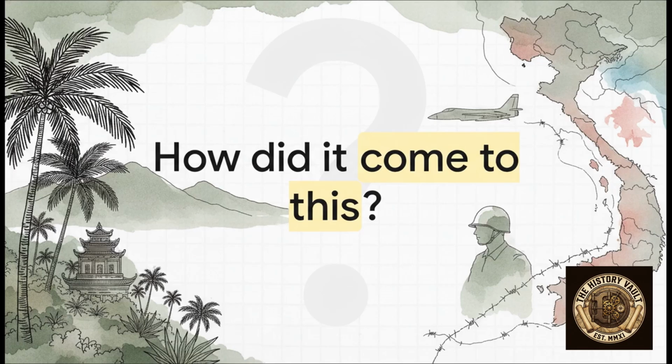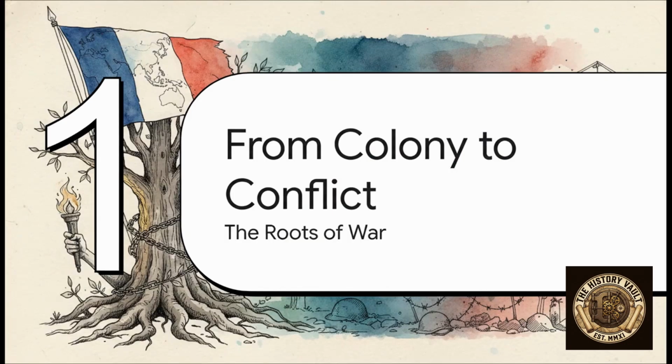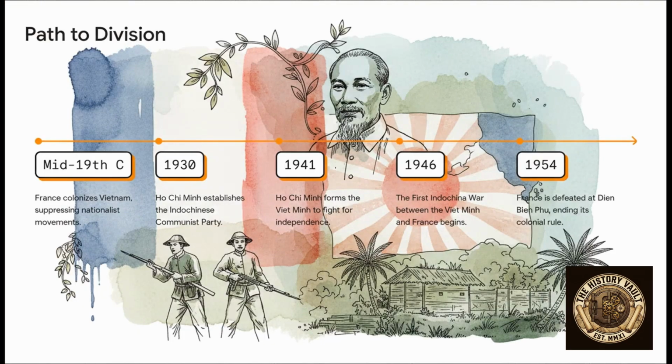Well, the answer isn't simple. To really get it, we've got to go back, way back. The Vietnam War didn't just pop up out of nowhere. Not at all. Its seeds were actually planted almost 100 years earlier, during an age of colonialism and a burning desire for independence. So look, the most important thing to understand here is that for nearly a century, this was a fight against foreign rule.